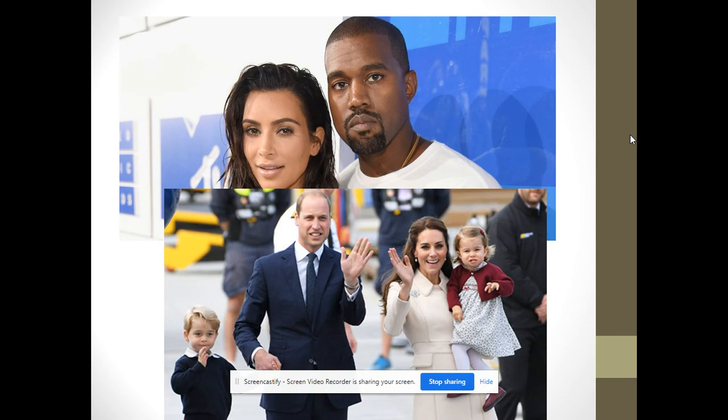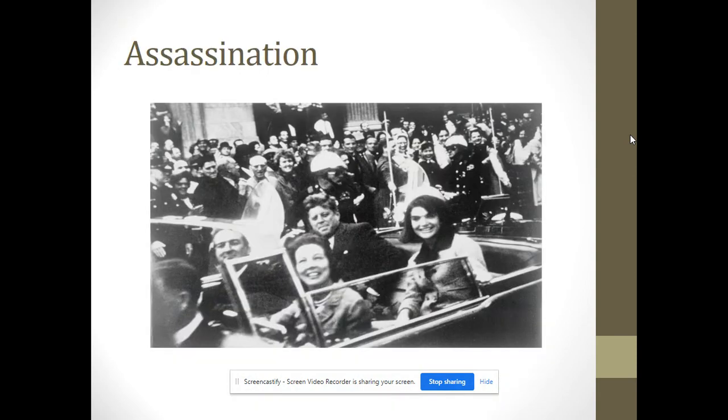But unfortunately, as with most things, there's not a great ending to this tale. John F. Kennedy's presidency will only be about 1,000 days. He's actually in Dallas, Texas, assassinated. He's shot several times. This is a photo of the parade shortly before the assassination occurs.